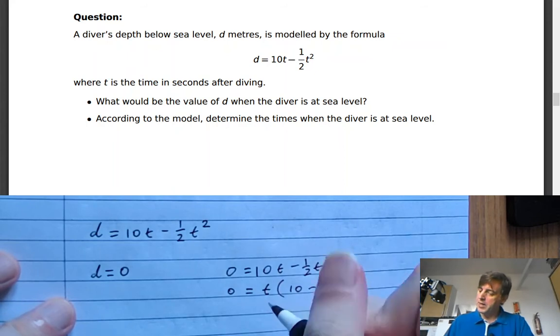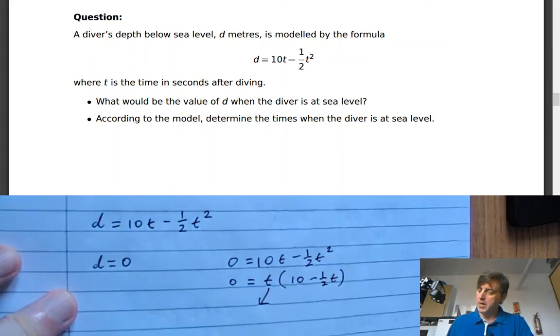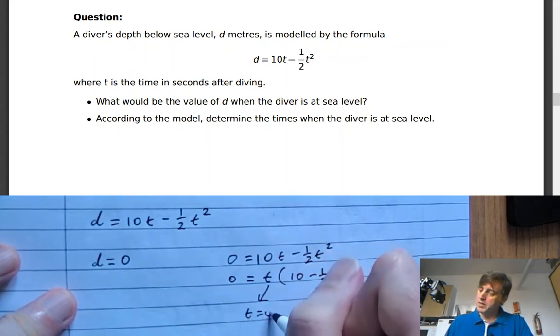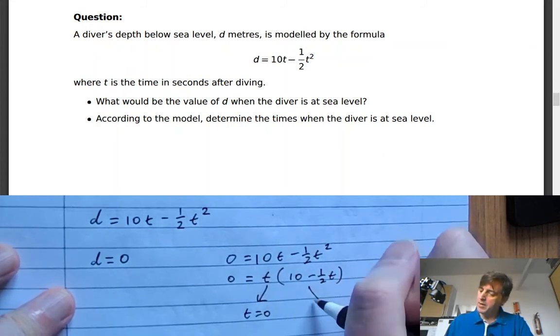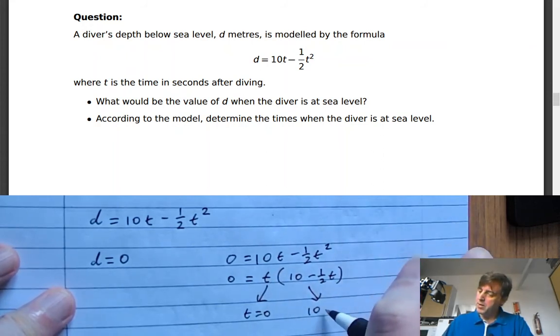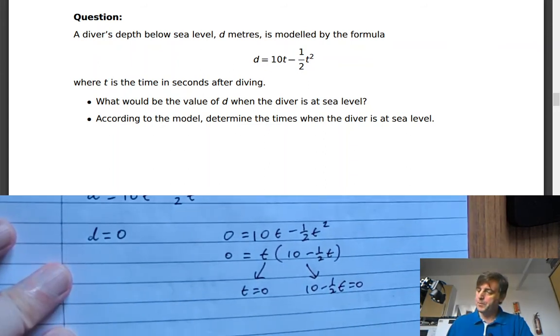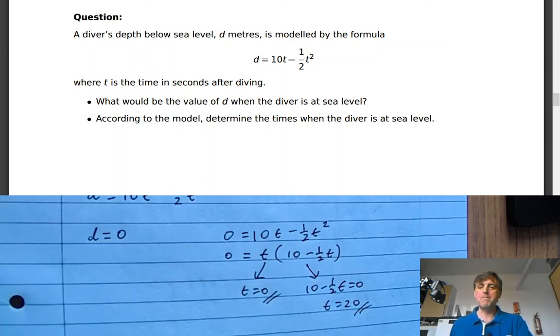And I think that's telling us that t equals 0 is one solution from this factor here. And then if we set 10 minus a half t equals 0, that's going to lead us to a value of t of 20, I think. So the diver must be at sea level at the start of the dive, t equals 0, but also at 20 seconds the diver must have returned back to sea level again.